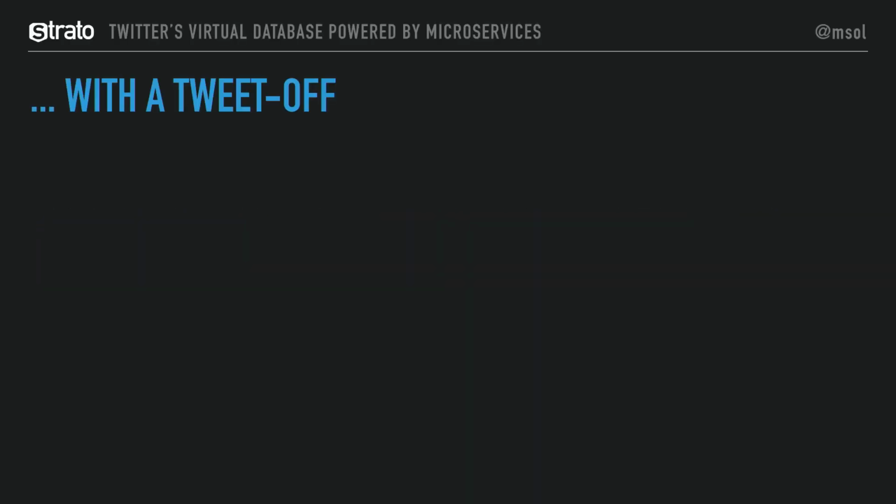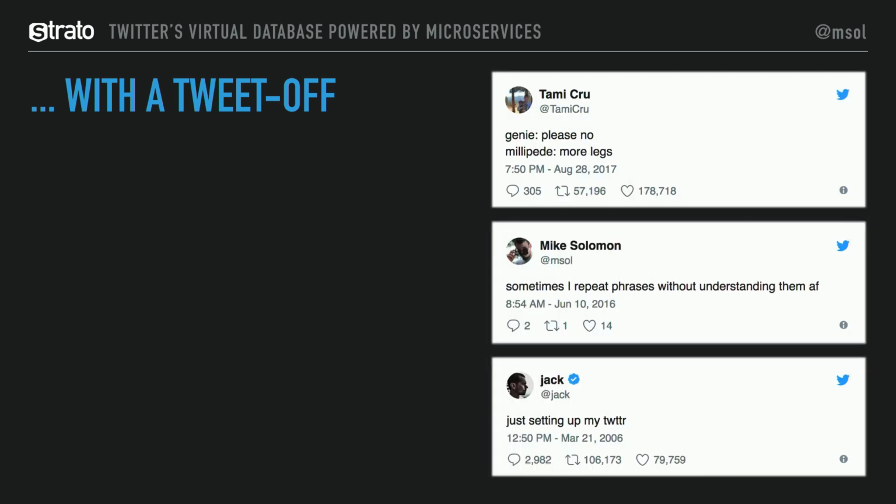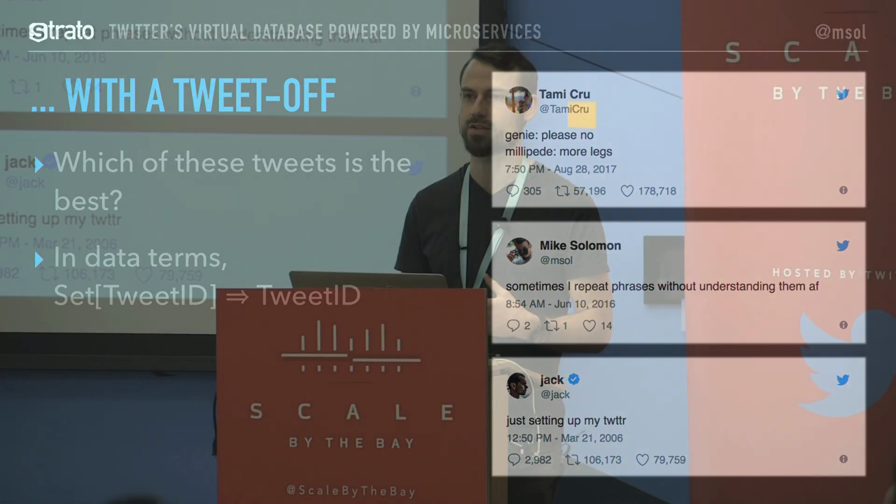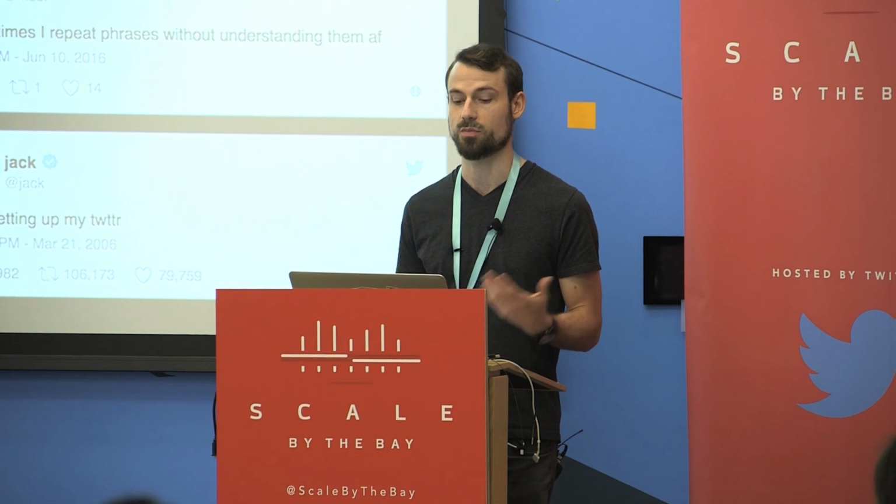All right. So our story begins, like very few stories begin, with a tweet off. So let's talk about this tweet off feature. You can see here that we have 3 tweets of varying quality. And we have a simple task. We want to determine which of these tweets is the best. In data terms, we basically want to implement this function. We have a set of tweet IDs, and we want to return the tweet ID that corresponds to the best tweet.